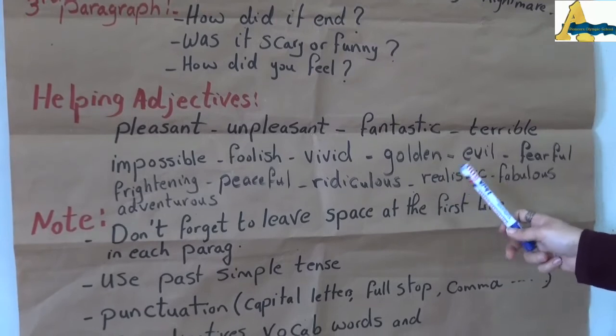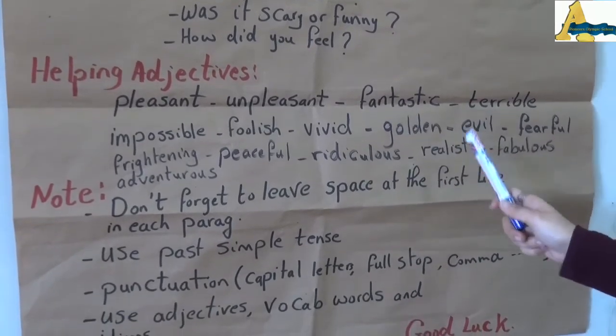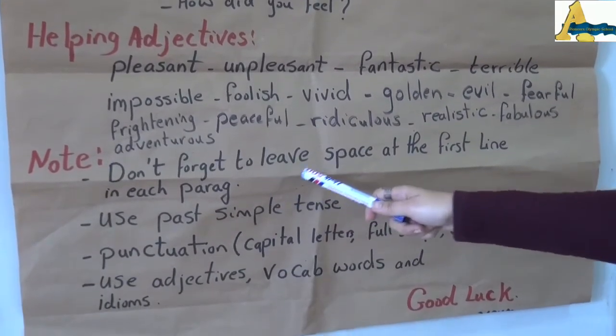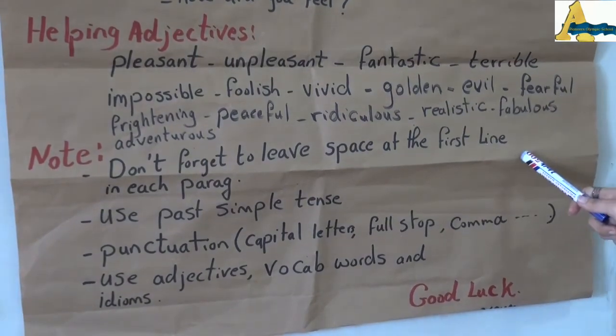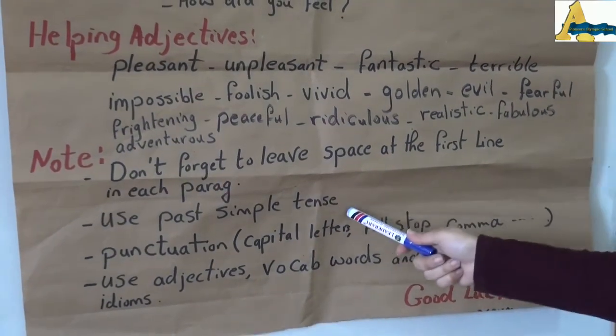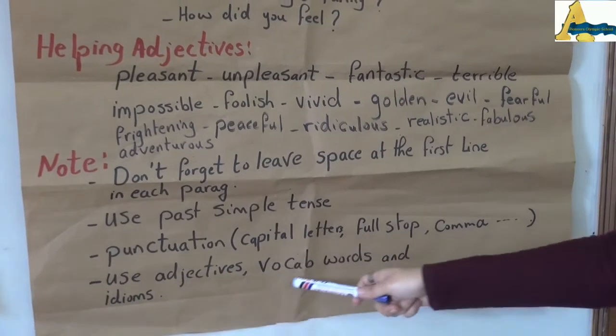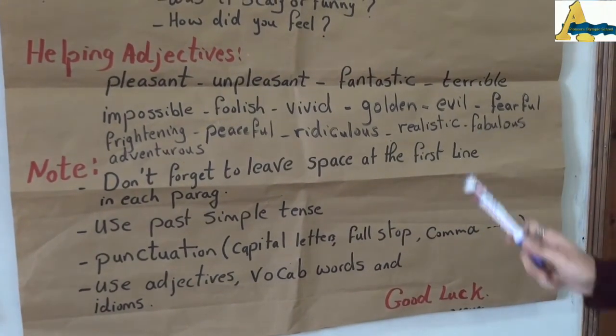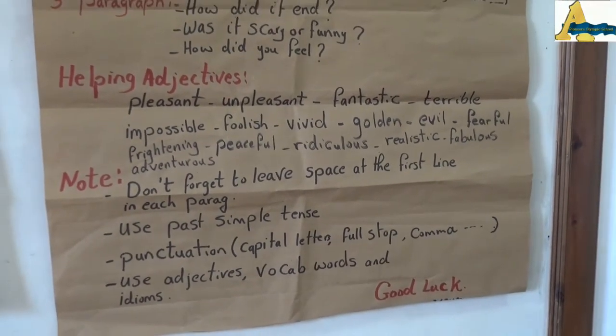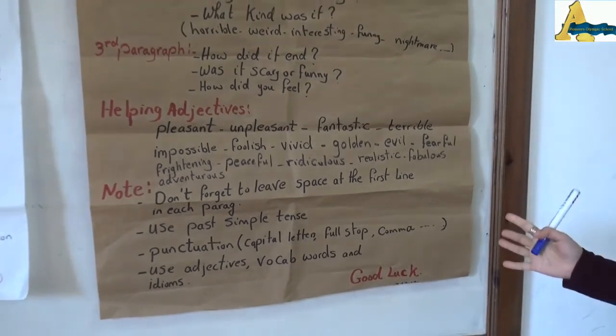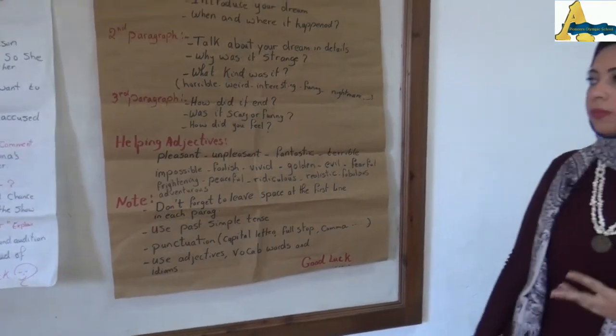And here you have some helping adjectives. Try to use them. Note, don't forget to leave a space at the first line in each paragraph. Use the past simple tense and punctuation, capital letters, full stops and commas. Don't forget to use adjectives and vocab words and idioms. In 3 paragraphs, try to make it in a nice way. So don't forget to write your story in 3 paragraphs using the past simple tense.